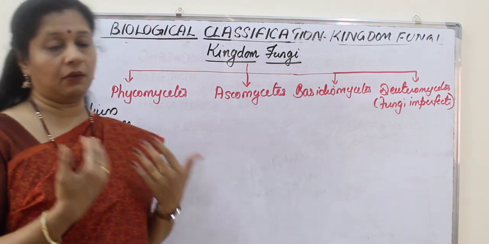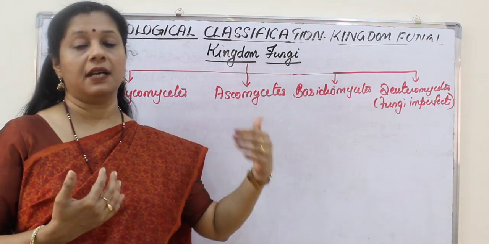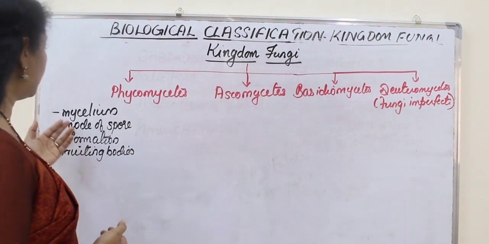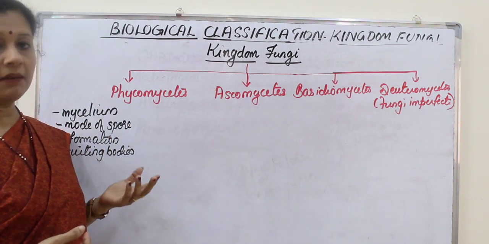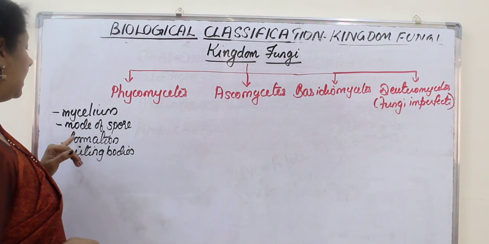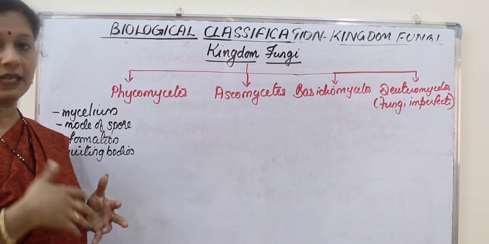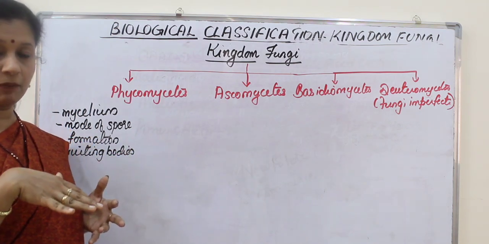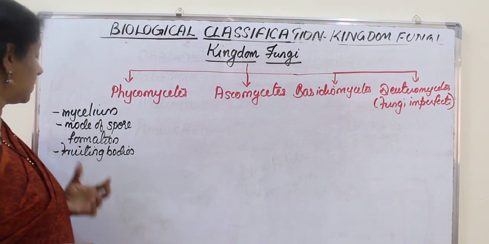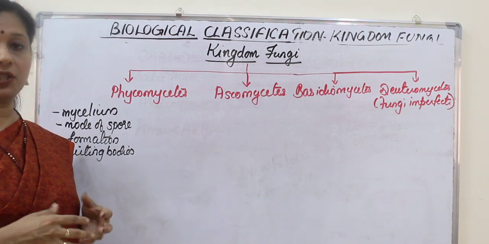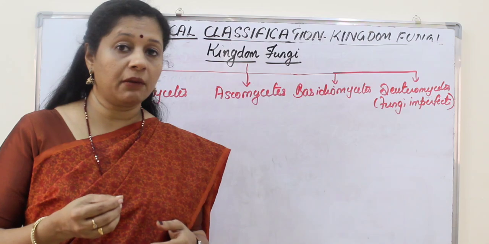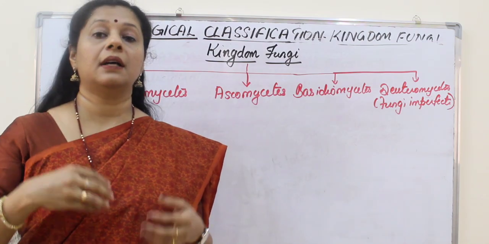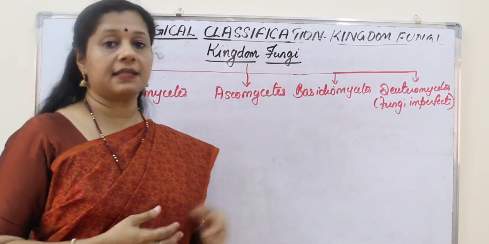Always it is good to know on what basis we are classifying so that it is easy to remember. So first of all, what is the type of mycelium they are having? Mycelium means what? Tuft of hyphae. And mode of spore formation. Is it exogenously produced or endogenously produced, or which type of spore is produced? And fruiting bodies. I told you different names are given to different fruiting bodies. What are fruiting bodies? Spore bearing structures. But that depends upon the class they belong to.